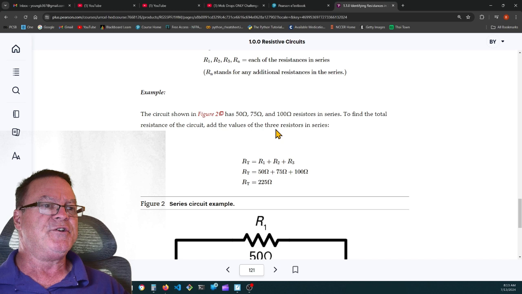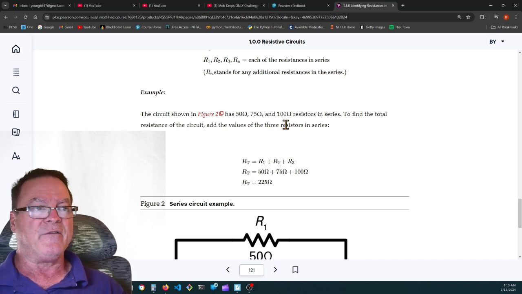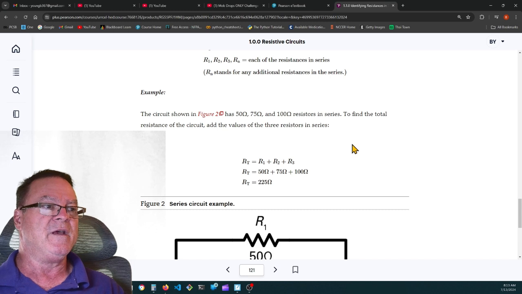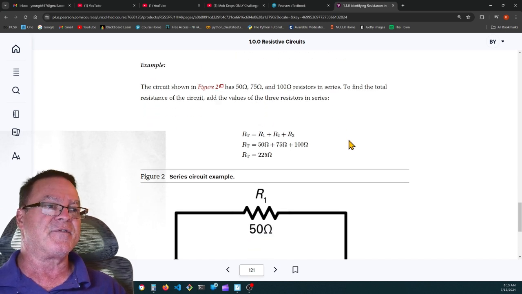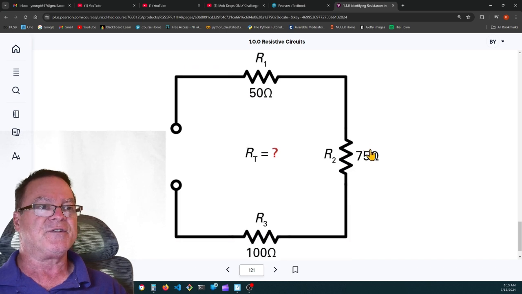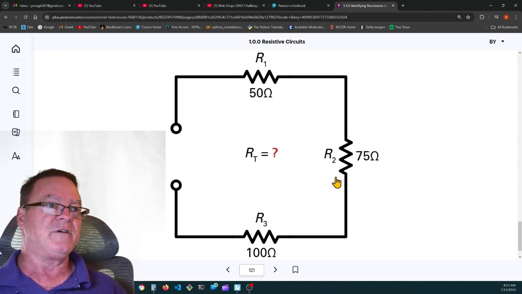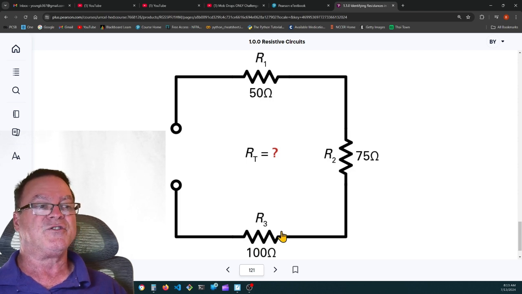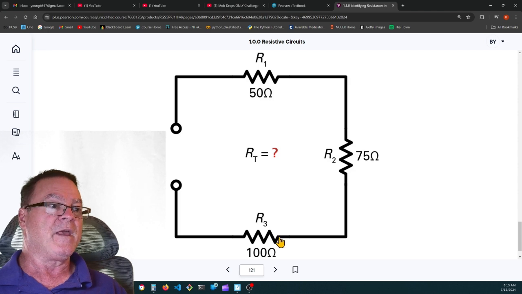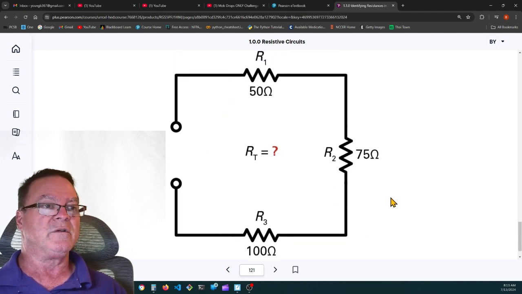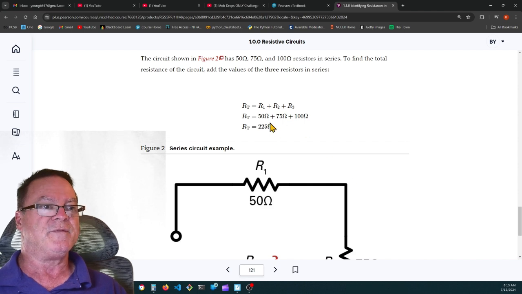The circuit shown in figure 2 has a 50 ohm, a 75 ohm, and a 100 ohm resistor. Find the total resistance in the circuit, add the values of the three resistors in series. So they're asking us, what's the total resistance in the circuit? Well, 50 plus 75 is 125, plus 100 is 225. So the total is 225 ohms. And there's their example right there.